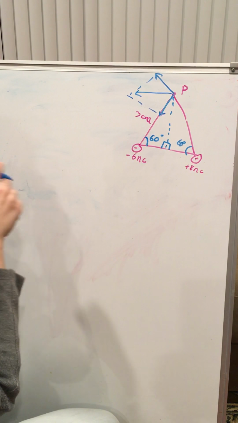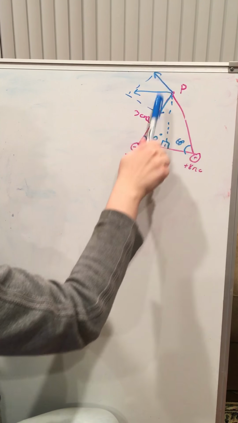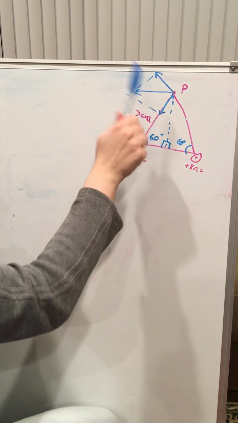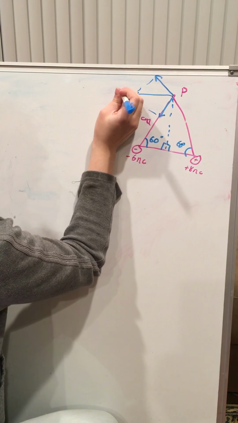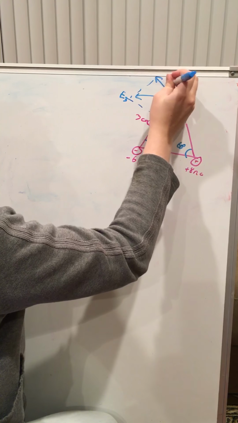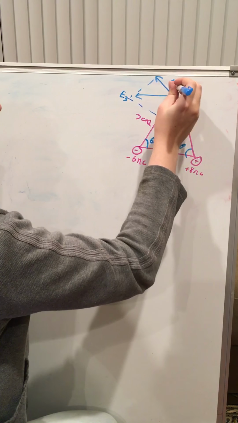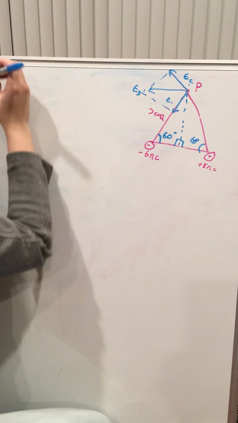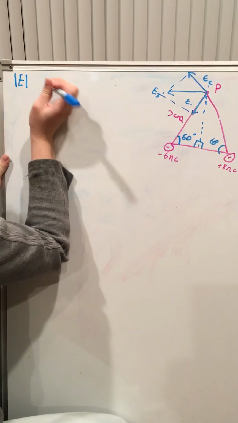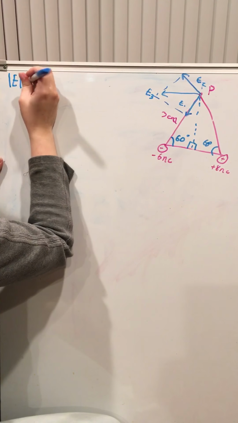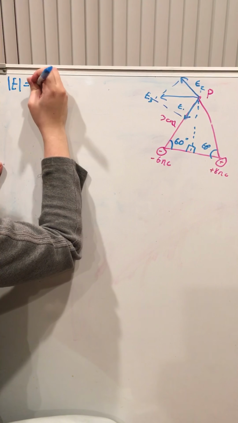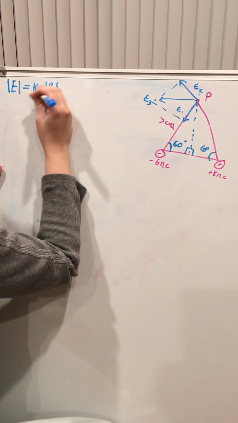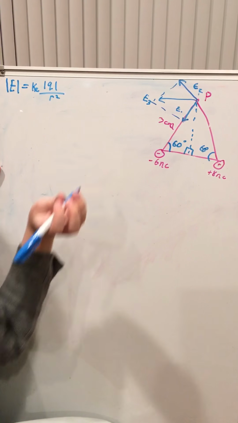So, to start, we're going to find the magnitudes of each of these vectors, then break them up into their components, and then add them back together and find the magnitude and direction of the resultant vector. We are going to call them E3, E2, and E1. We know that the magnitude of an electric field created by a point source charge is equal to KE times the absolute value of the charge divided by the radius squared.